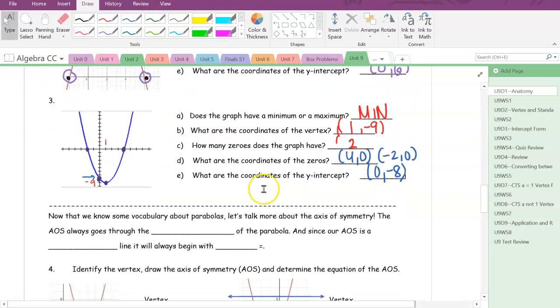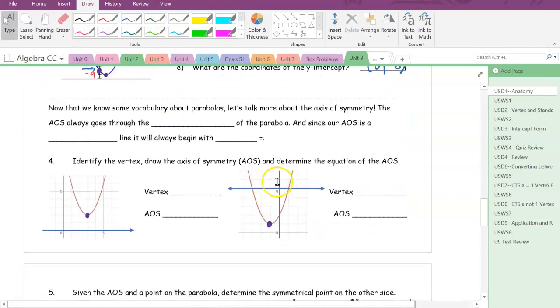Let's talk about axis of symmetry more. So now that we know some vocab about parabolas, let's talk more about the axis of symmetry. The axis of symmetry, or we may call it the AOS, always goes through the vertex, which again is your min or your max of the parabola. And since our axis of symmetry is always a vertical line, it's always going to begin with x equals.